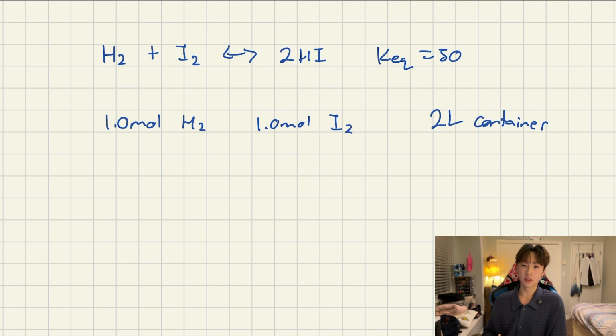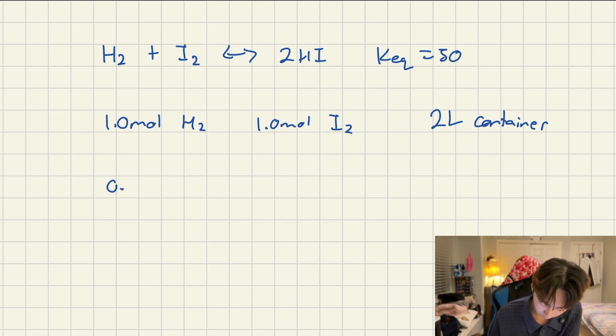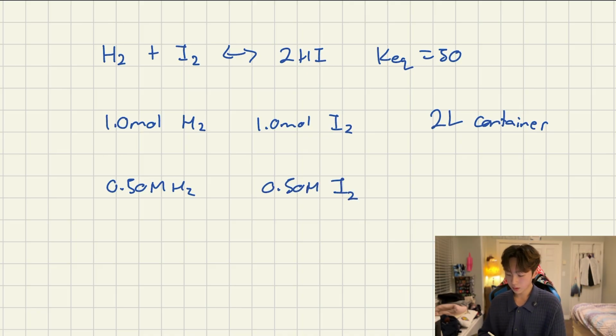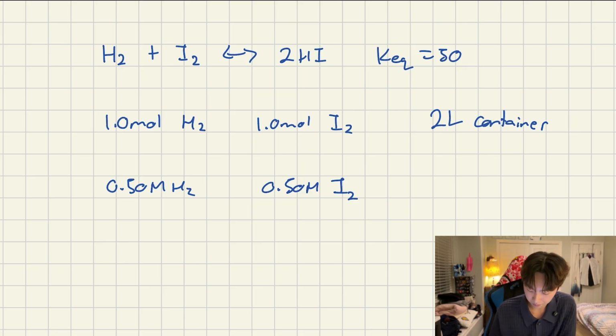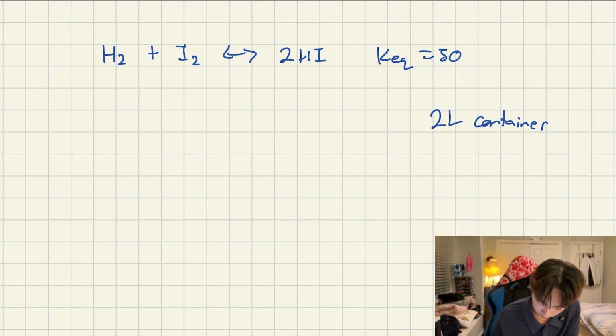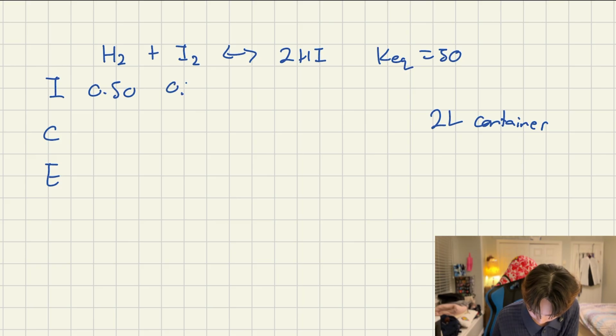Okay, so what we have to do first is find the concentrations of these two reactants. So we know that concentration is moles over volume, so 1 divided by 2. So it's going to be 0.50 molar of H2 and 0.50 molar of I2. Okay, so now we know our initial concentrations. We can write our ice table. Initially we have 0.50, 0.50, and initially we don't have any products.